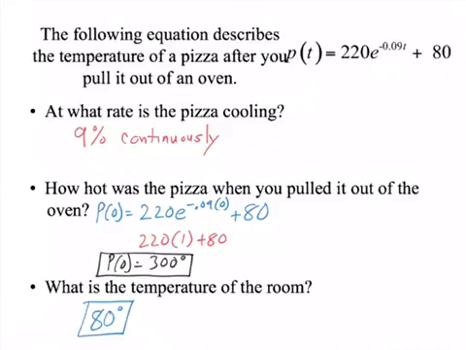All right, you could also find the temperature when you pulled it out by just simply adding this number A and the K. That's a shortcut to find y-intercepts. Or plug in 0, your choice.